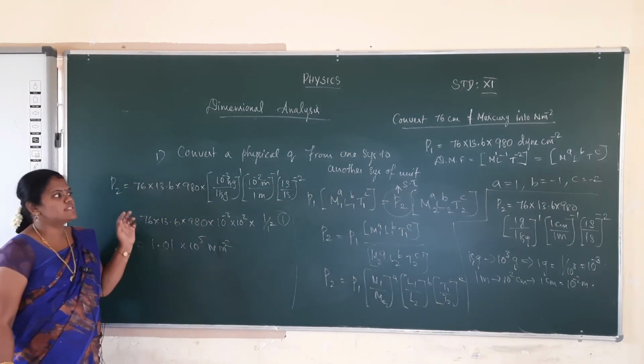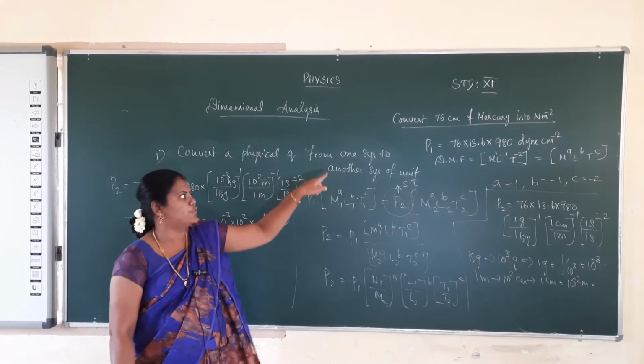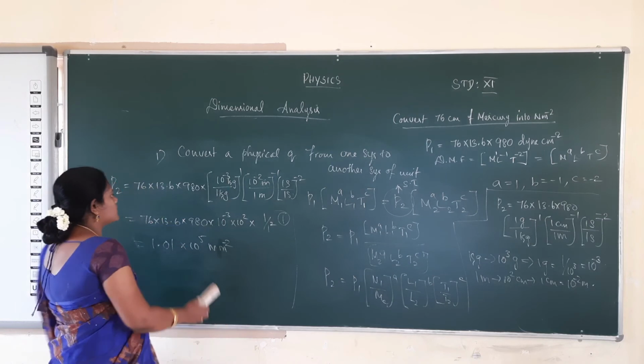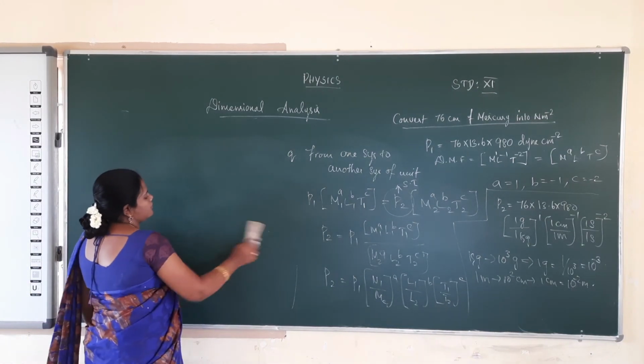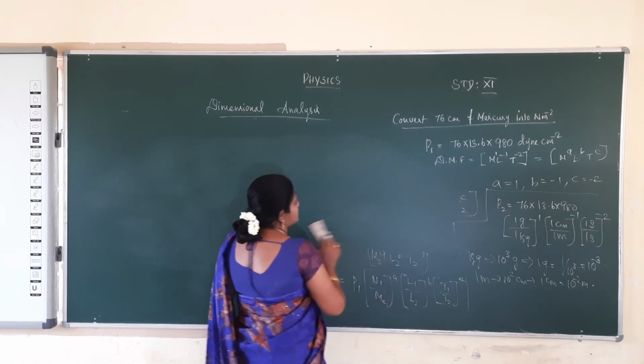So this is the one use: convert a physical quantity from one system of unit to another system of unit. Then I will explain the second use, a simple problem. The third use I will explain in the next session. Okay, second use only I explained.